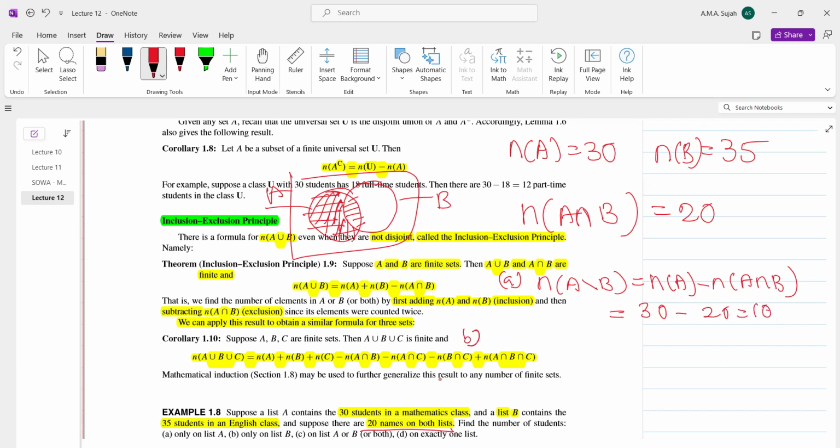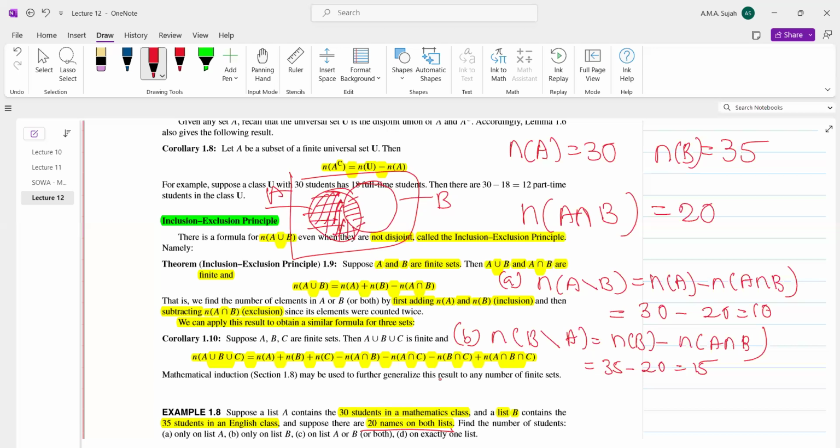Similarly, for B, they are asking only on list B. So number of only on list B means B minus A. Similarly here, number of B minus number of A intersection B. So number of B is equal to 35 minus A intersection B, which is 20. So that is 15. That is the answer for the second part.